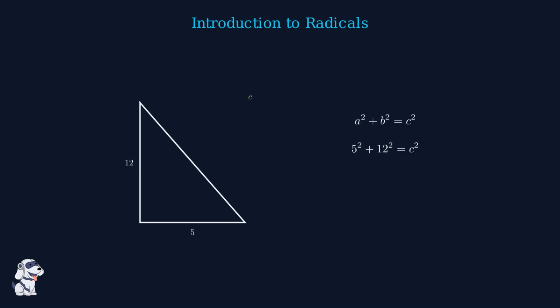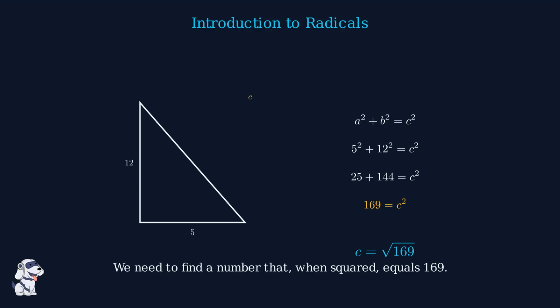Substituting our values, we get 5 squared plus 12 squared equals c squared. Calculating the squares gives us 25 plus 144, which equals 169. To solve for c, we need a new tool, the square root. We look for a value that, when multiplied by itself, results in 169.